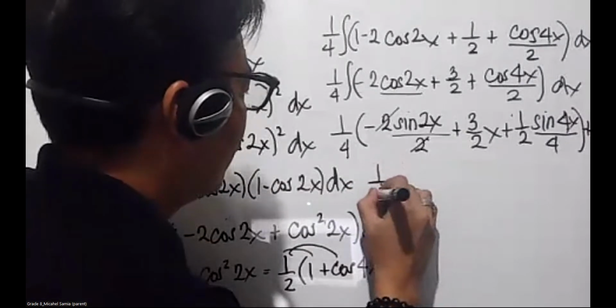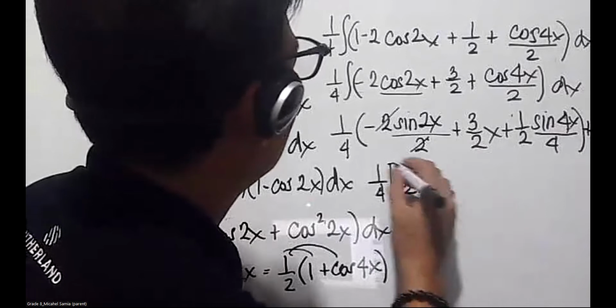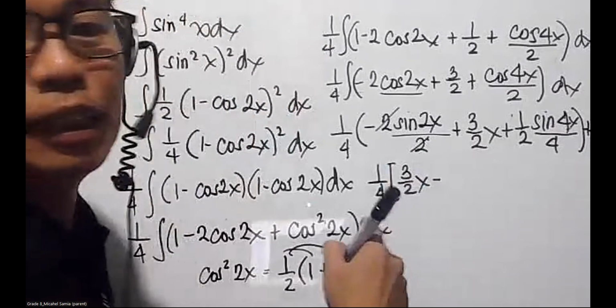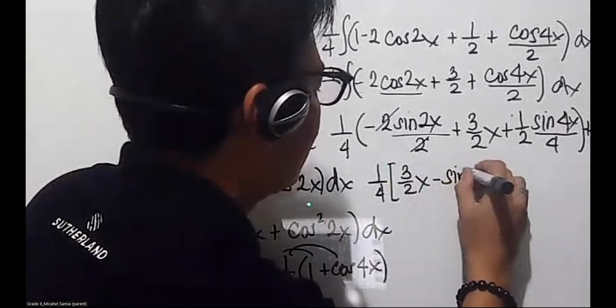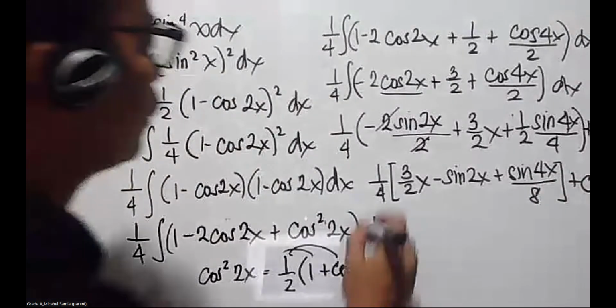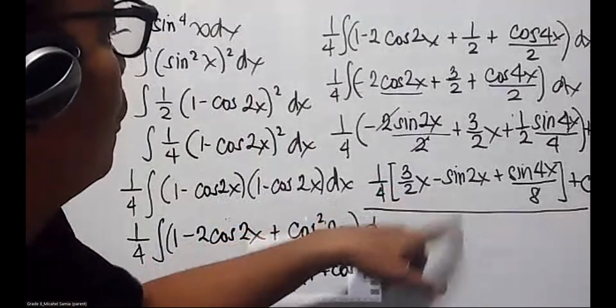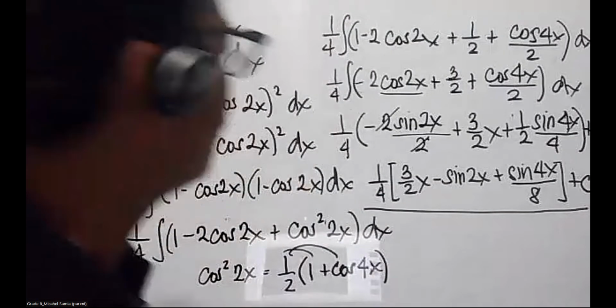So, ayusin ko lang yung format niya. It is 1/4 multiplied by the quantity: 3/2 x, minus sine 2x, since the 2 is already in the denominator. And then plus sine 4x over 8, plus C. Now, I think we could share this answer. If not, you could distribute the 1/4. It will be 3/4 x minus sine 2x over 4 plus sine 4x over 32. So this is our final answer.